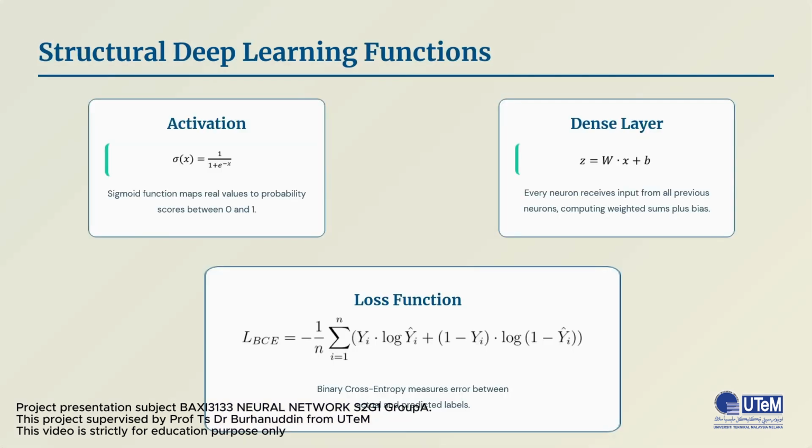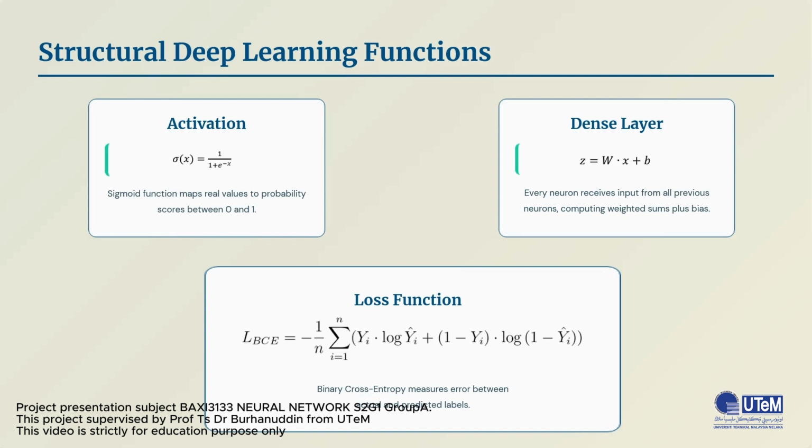For structural deep learning functions, first of all, we have the activation function, which is a sigmoid function defined as 1 over 1 plus e to the minus x, and it maps any real value number into a strict range between 0 and 1. This function is placed at the output layer to interpret the final numerical score directly as a probability.